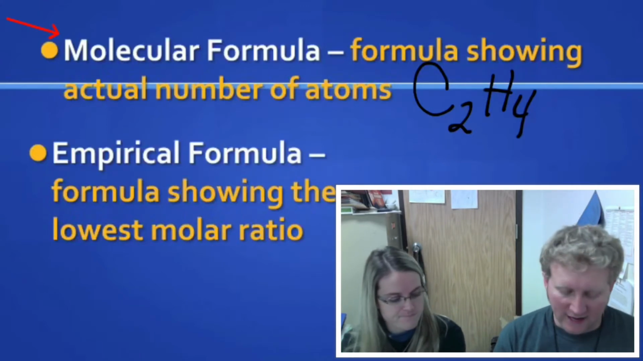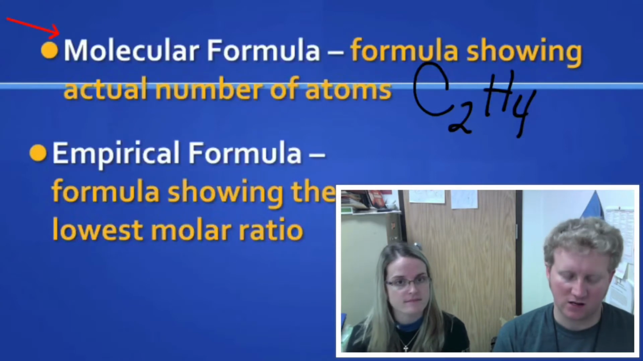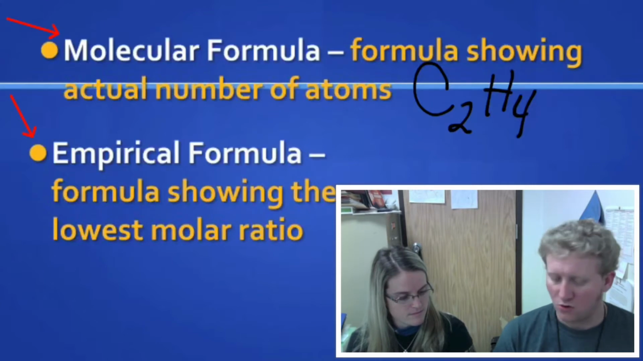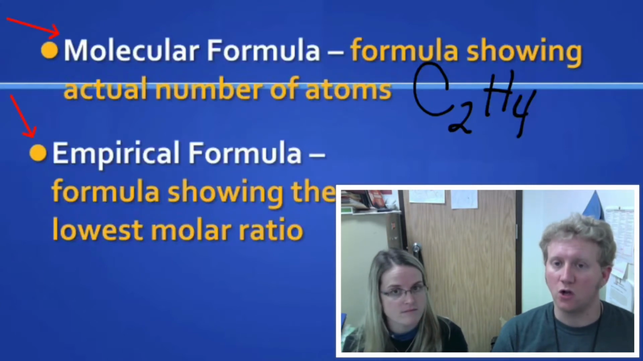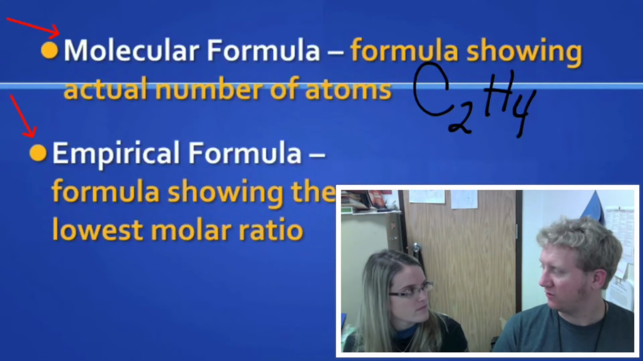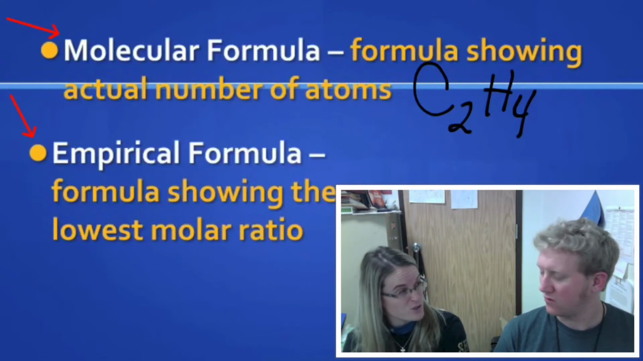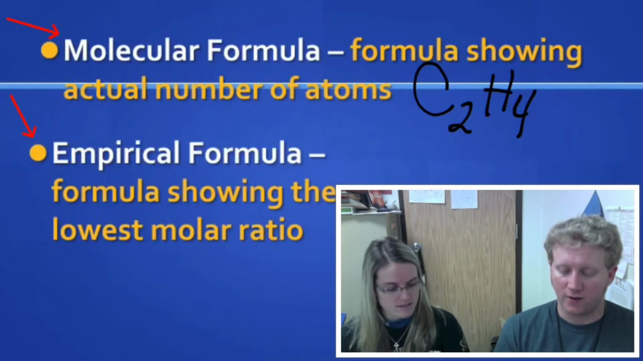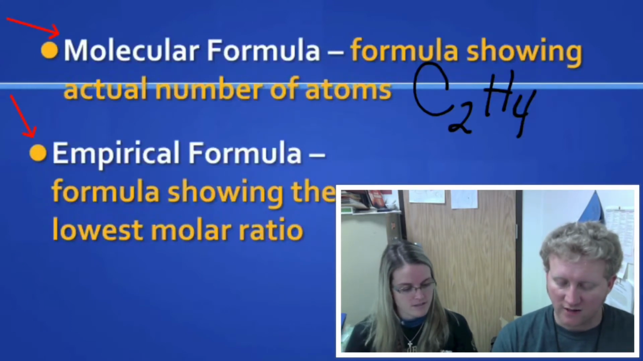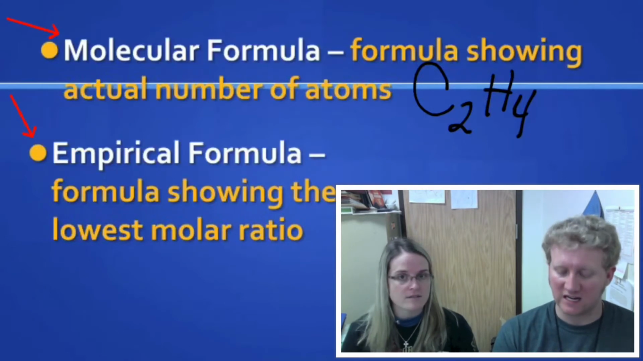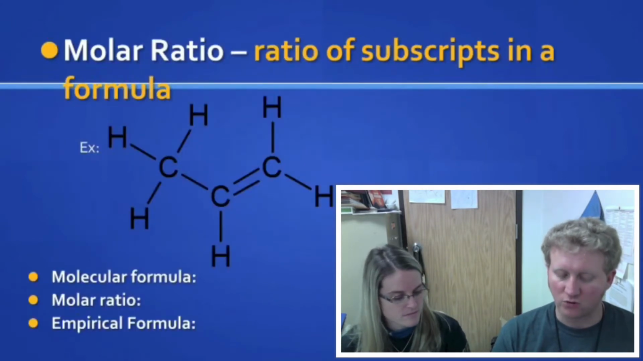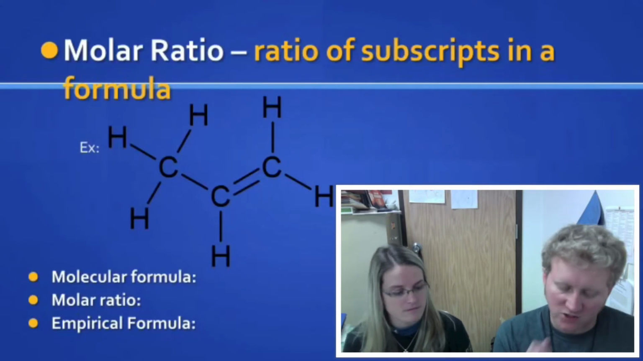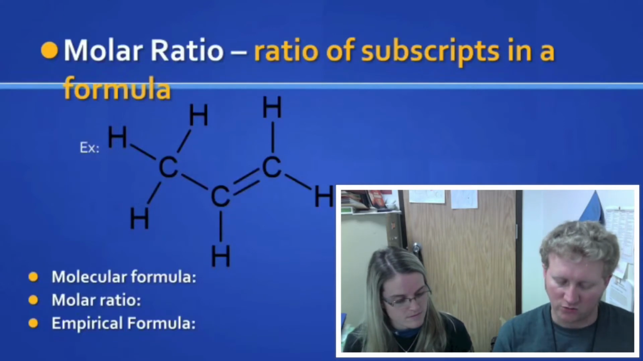Yes. Now we can take that idea and talk about the empirical formula, which is the formula that shows the lowest molar ratio. So does that mean I should reduce them if it's the lowest? Right, so we may want to reduce it. Now, before we get into that, the molar ratio is the ratio of the subscripts.